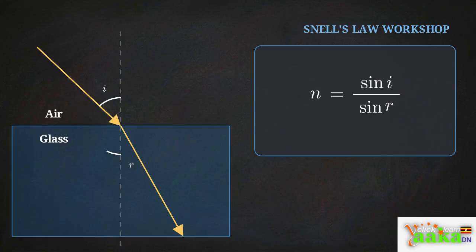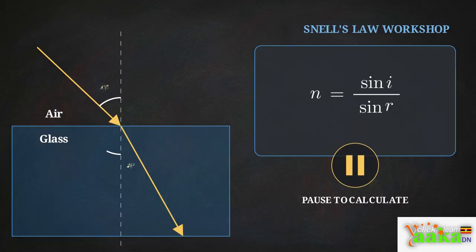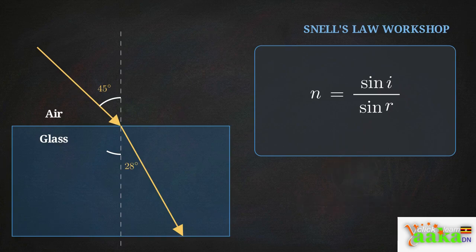Let's put this into practice. Grab a calculator and pause the video. If the angle of incidence is 45 degrees and the angle of refraction is 28 degrees, what is the refractive index of this glass block? Let's work it out together.